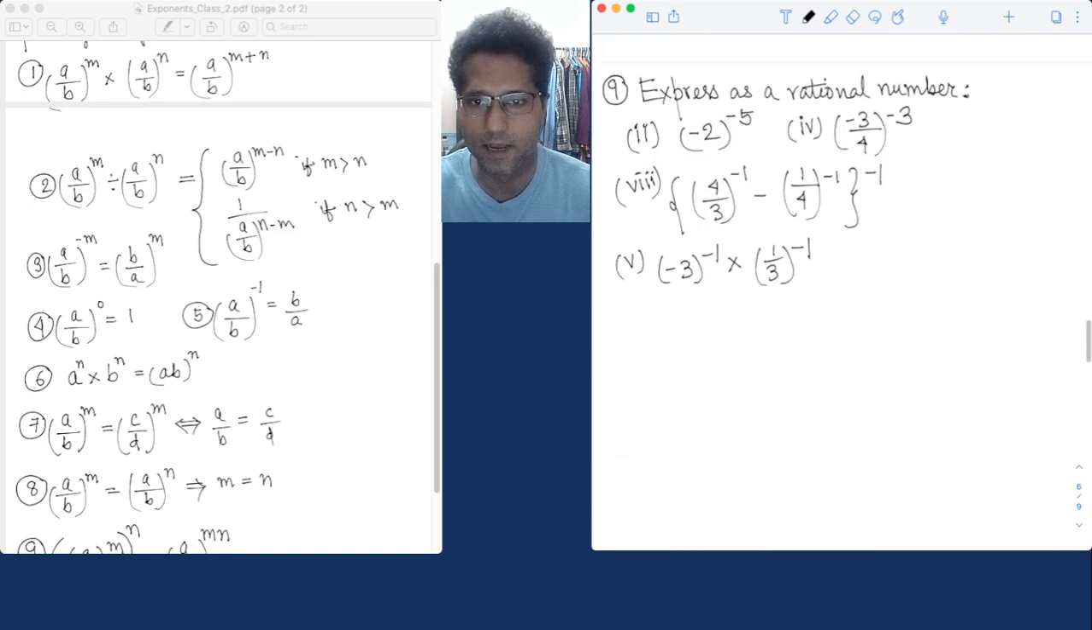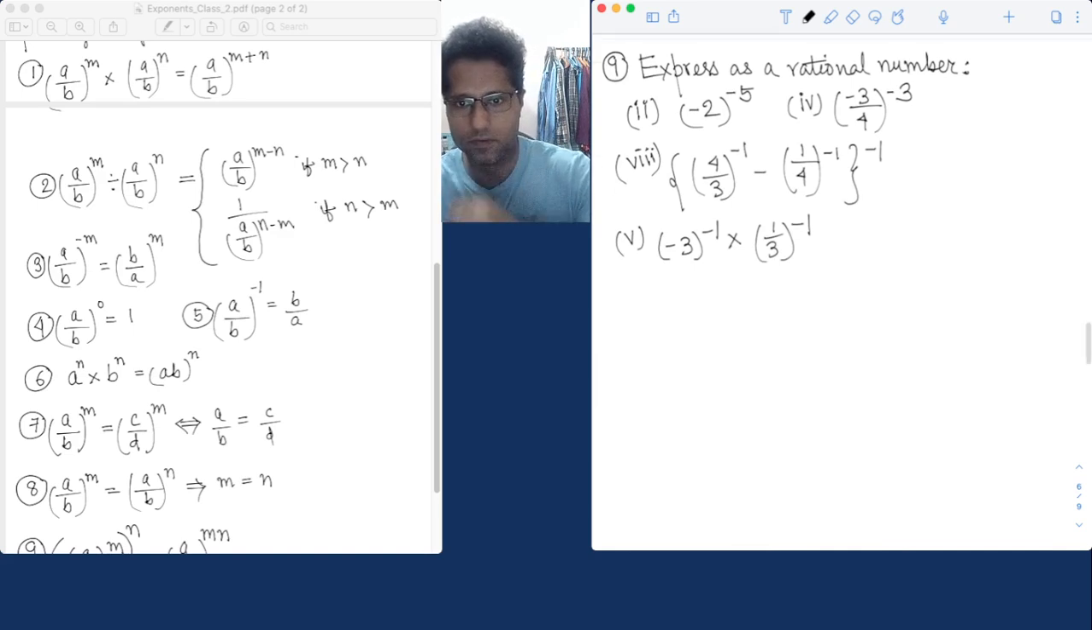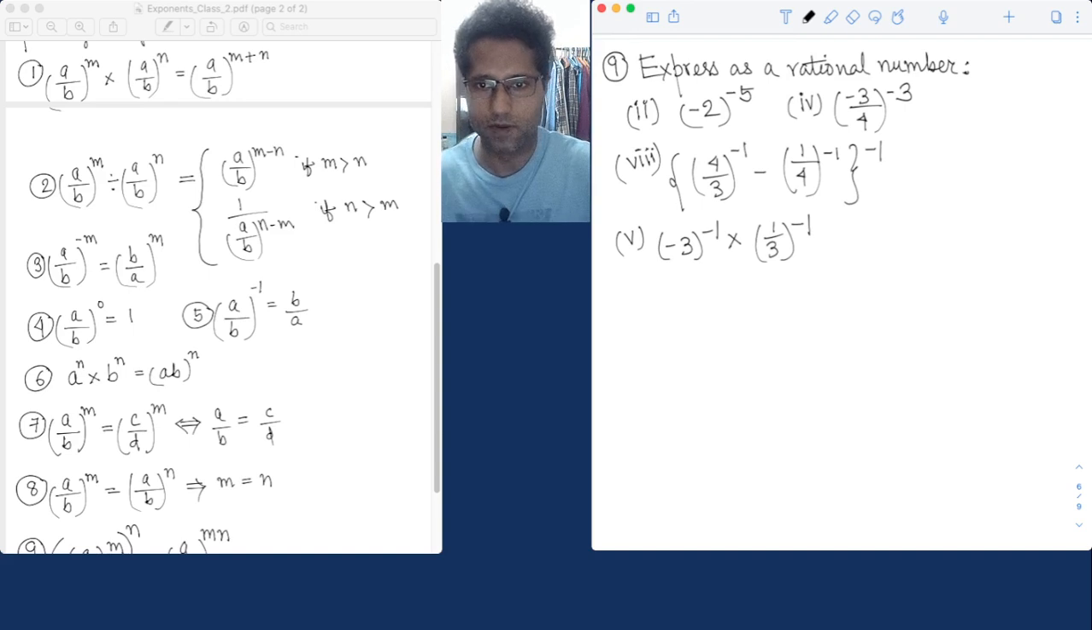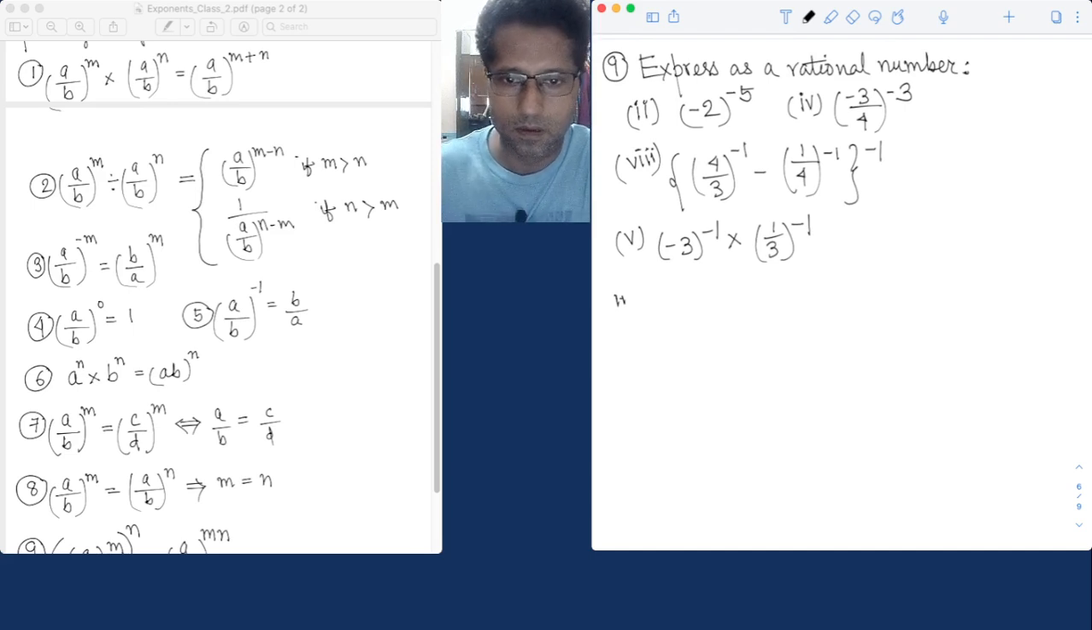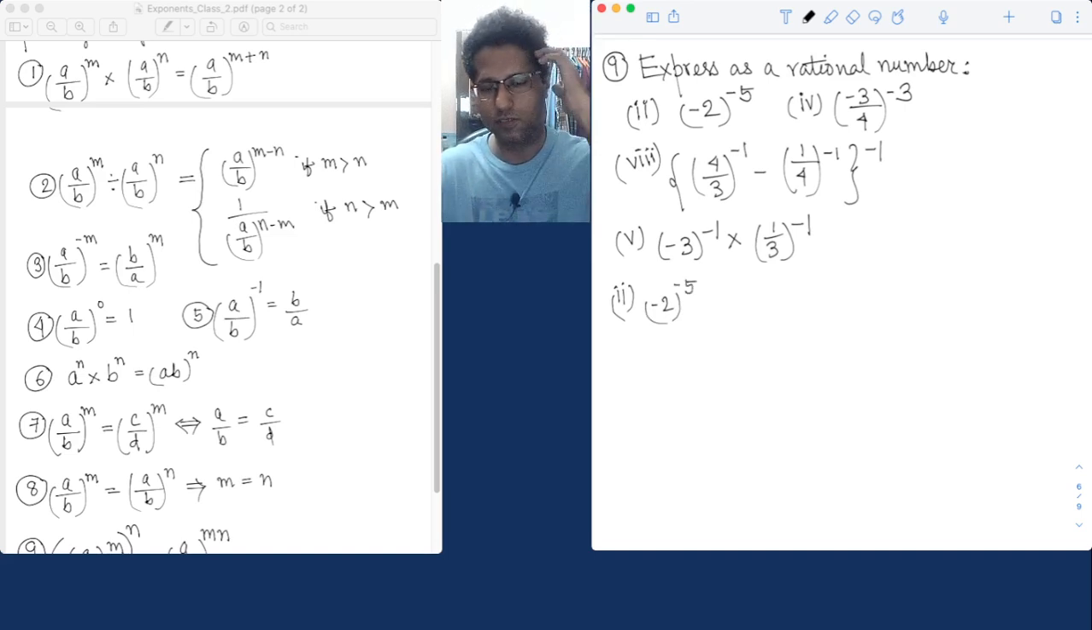Question number 9, express as a rational number. Okay, so we have to express all of this as a rational number. So let's see. Part 2 is minus 2 raised to the power minus 5. Minus 2 raised to the power minus 5.